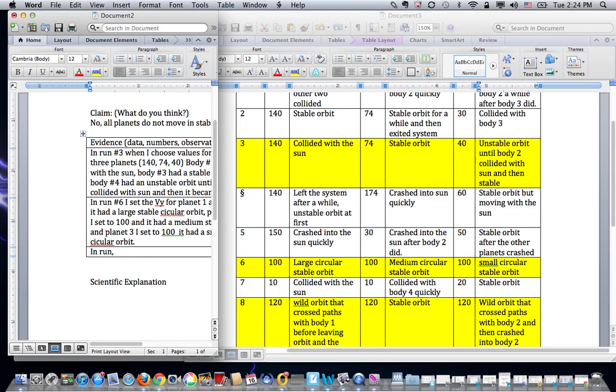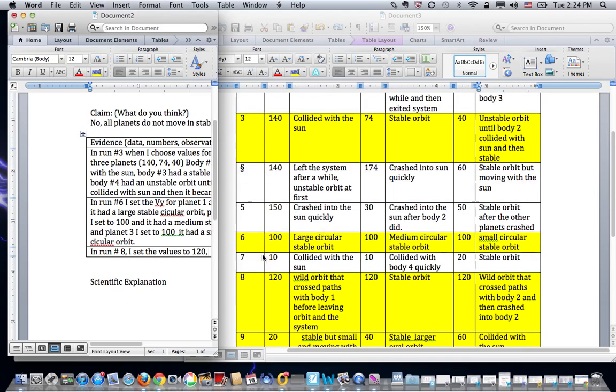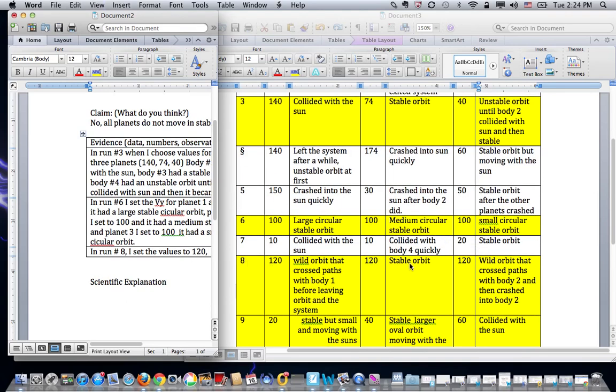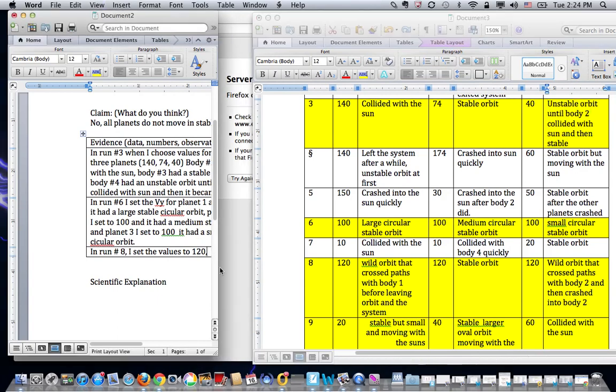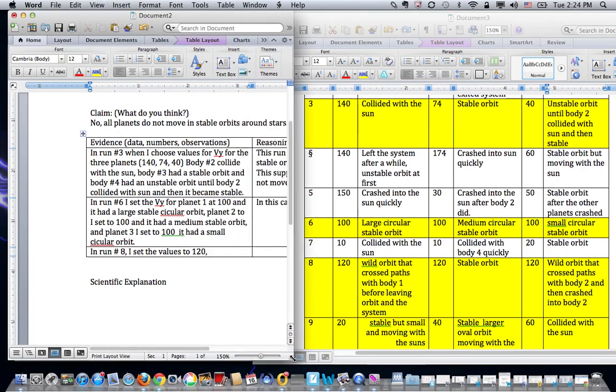So in run number 8, I set the values to, let's see, 120. And I'm looking over here at my run number 8: 120, 120, 120.